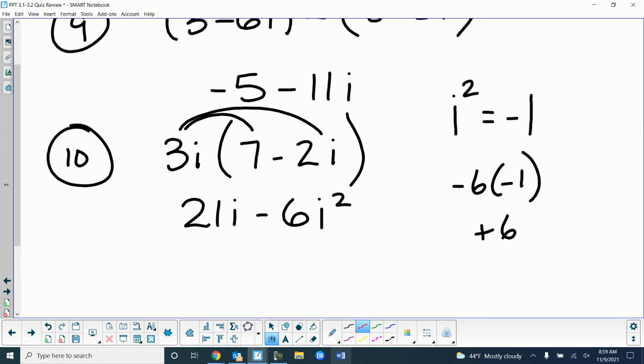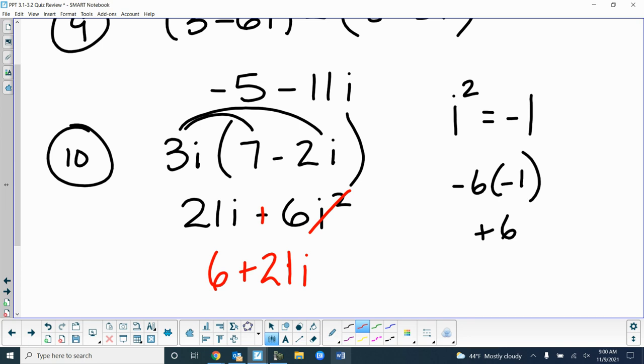What I like to do is just cross that out and change the sign. So if you leave it as 21i plus 6, that's okay. The proper way to write this, though, is 6 plus 21i. That's the right order. But I'm not going to mark it wrong if you don't put it in the right order. But we should understand that. You okay with 10?